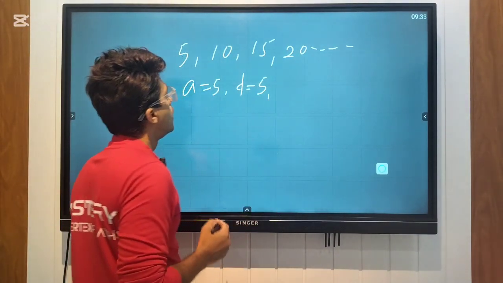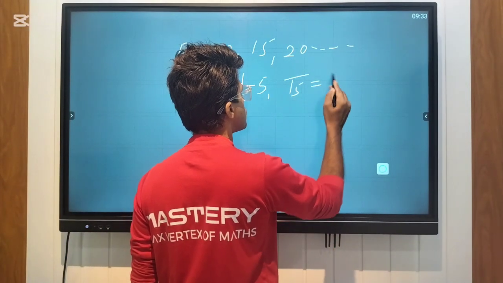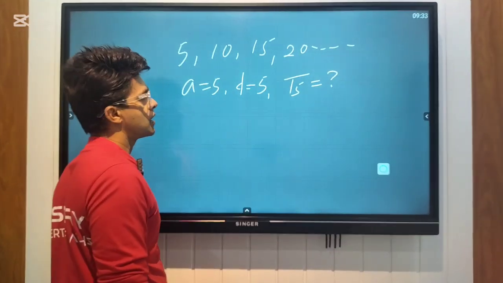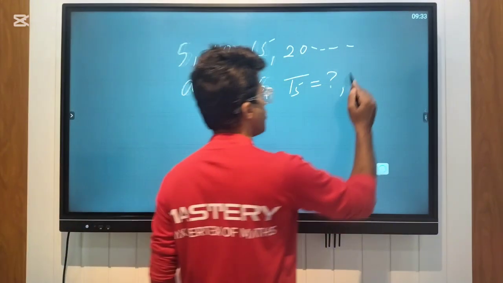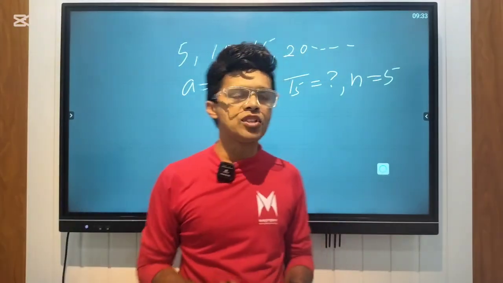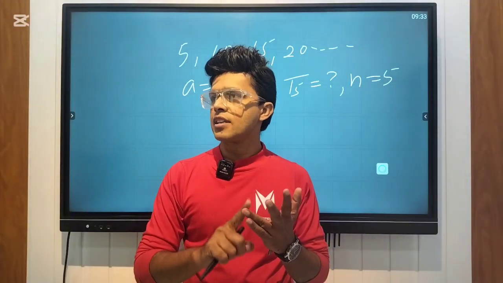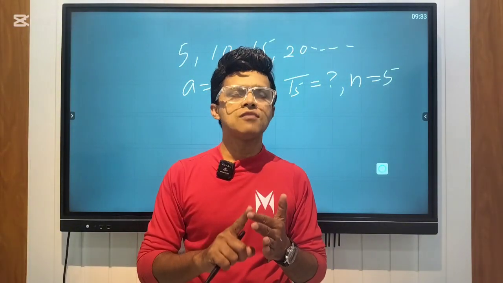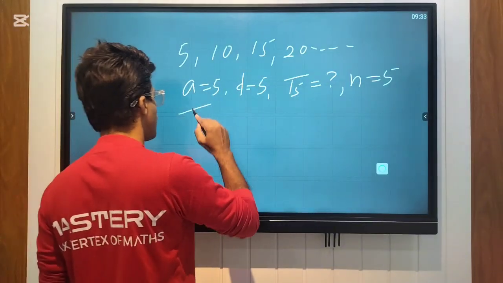And also, you need to find T5, the fifth term. So it has given the value of n as well. The fifth term: just think of it this way. First term is 5, second term 10, third term 15, fourth term 20, fifth term 25. But anyway, that can be found using this formula.